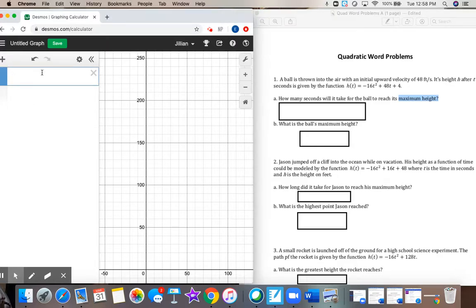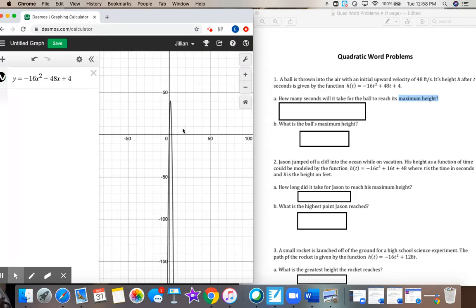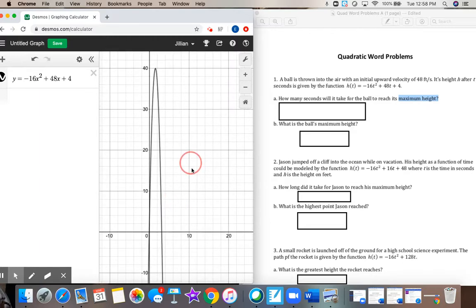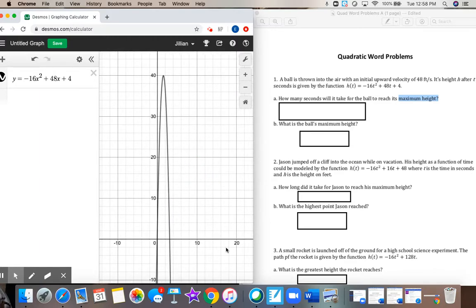Remember when you're using Desmos, you cannot use any other variables besides x or y for some reason. So instead of h of t, you can either just put y or put nothing. It doesn't matter, so I'm just going to put y. So negative 16, instead of t squared, we have x squared, plus 48x instead of t, plus 4. Zoom in, and this gives us the path that the ball took when it was thrown into the air.